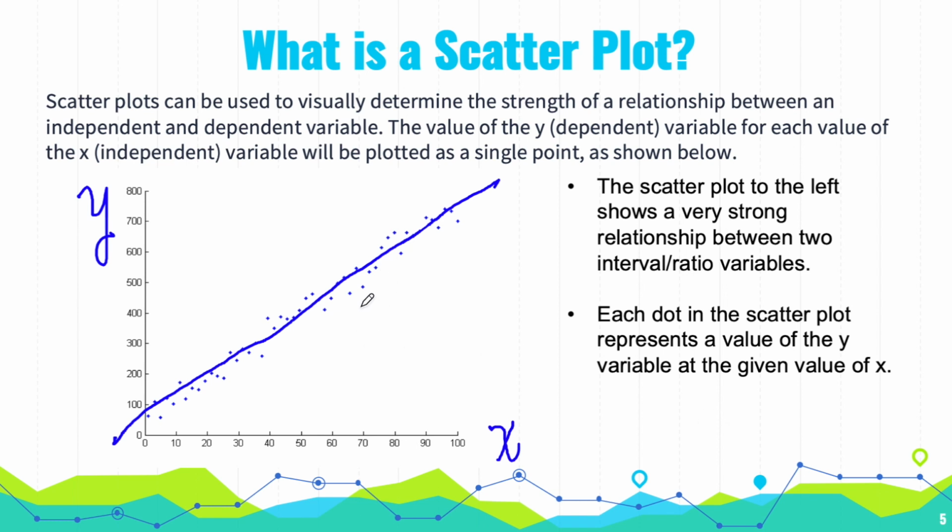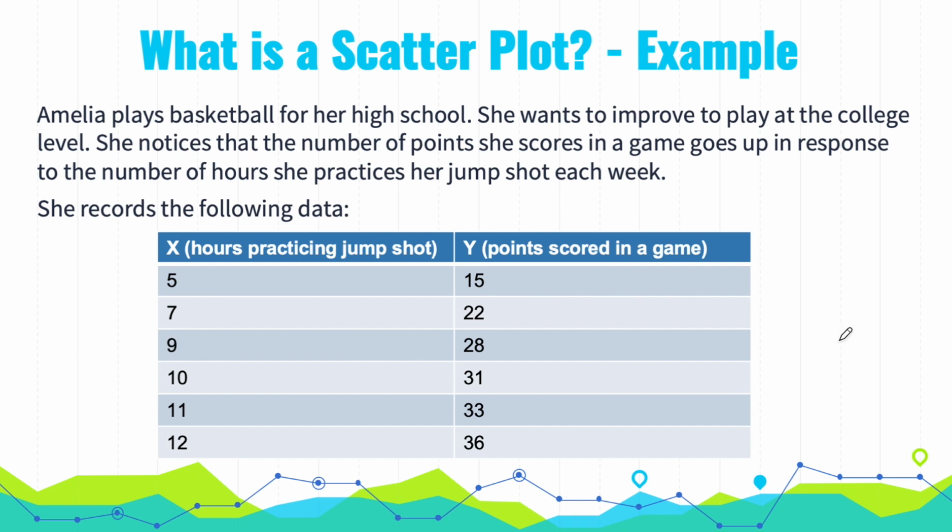And again, each dot in the scatter plot here represents a value of the y variable at the given value of x. So for example, I'm estimating here for this point. So an x value of about 38-ish, and it has a y value of, and we go across to the y-axis to determine, looks to be about 250. So at each of these points, there is this distinct and single value of x and y that intersect at that point. Let's look at an example of how we might plot data independently ourselves.